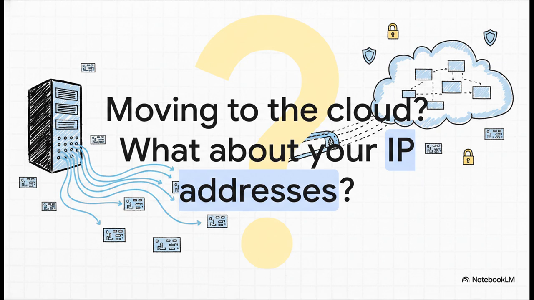So imagine this. You're all set to move to Azure. It's exciting, right? But then, bam, the big question hits you. What about our IP addresses? You've got these legacy apps, and a lot of them have IP addresses hard-coded right into their DNA. And keeping those exact addresses isn't just a nice to have, it can be absolutely critical, maybe for compliance, or maybe just to avoid a massive, super expensive rewrite just to keep things running.